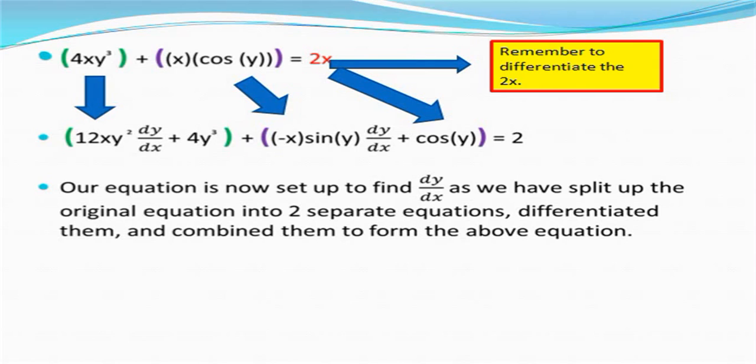What we now have is 12xy squared dy/dx plus 4y cubed plus minus x multiplied by sin y by dy/dx plus cos of y is equal to 2. Remember, the 2x was differentiated to 2 because x is to the power of 1. That comes down to multiply by the 2 and reduces the power on the x to 0, which just makes the x become 1. We're now on track to find dy/dx.